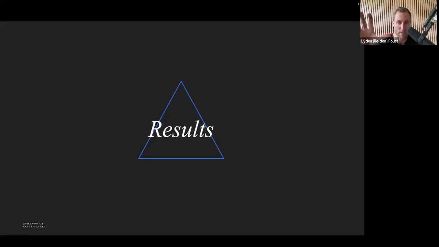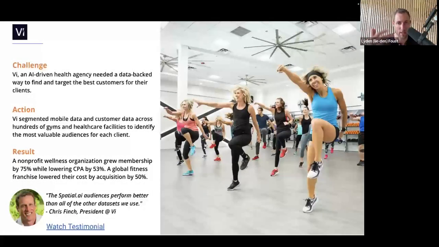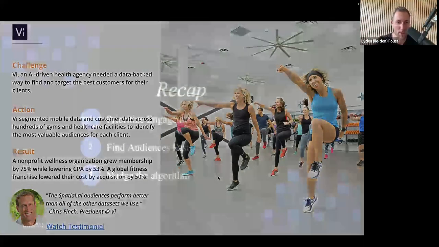1, 2, 3, 4, 5. Very simple, but very effective. And we've seen a number of our clients utilize this. I like V. It's a health agency, and they work with a lot of different healthcare providers, but they have an arm that works specifically with gyms, and they use this process to lower their cost per acquisition by 50% for a global fitness franchise. And they also work with a wellness organization, and they had 75% lift in membership while again lowering CPA by 53%. Why is their CPA so low? Because they found the right engaged audiences by using a similar method.